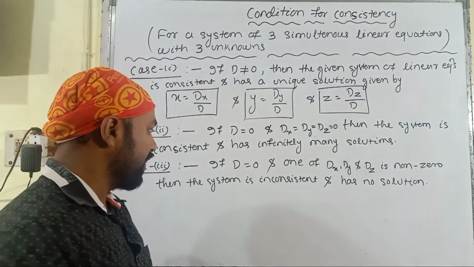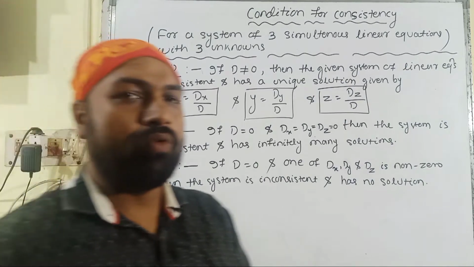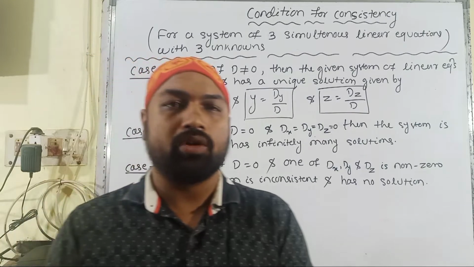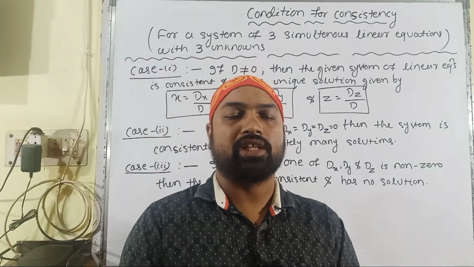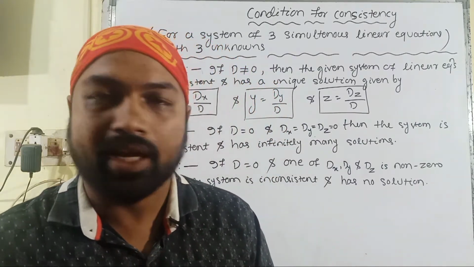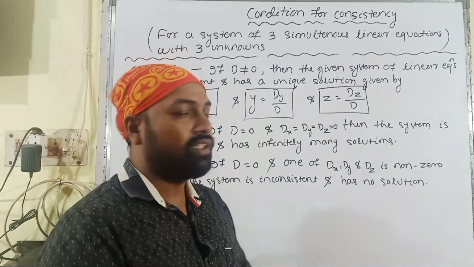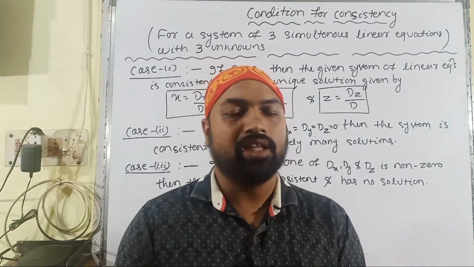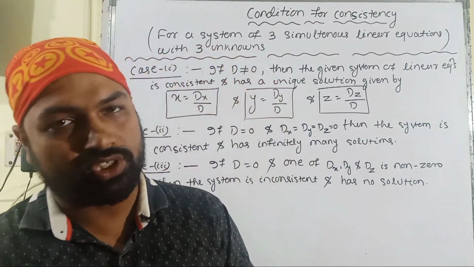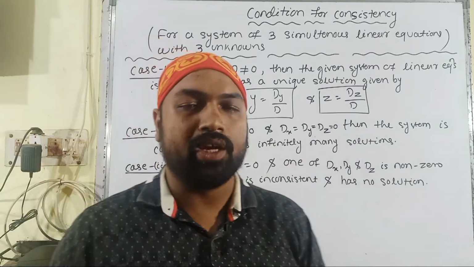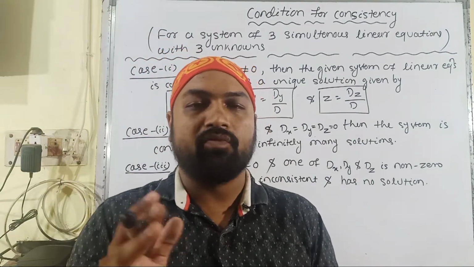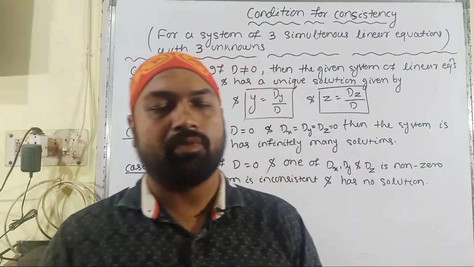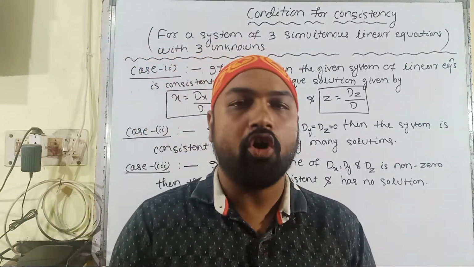In case number 3, if D is equal to 0 and at least one of Dx, Dy and Dz is not equal to 0, then the system of linear equations is said to be inconsistent and has no solution. So these are the 6 cases, 3 for two simultaneous linear equations and 3 for three simultaneous linear equations. We have to use them in our problems to find the number of solutions and justify whether the given system of linear equations is consistent or inconsistent.